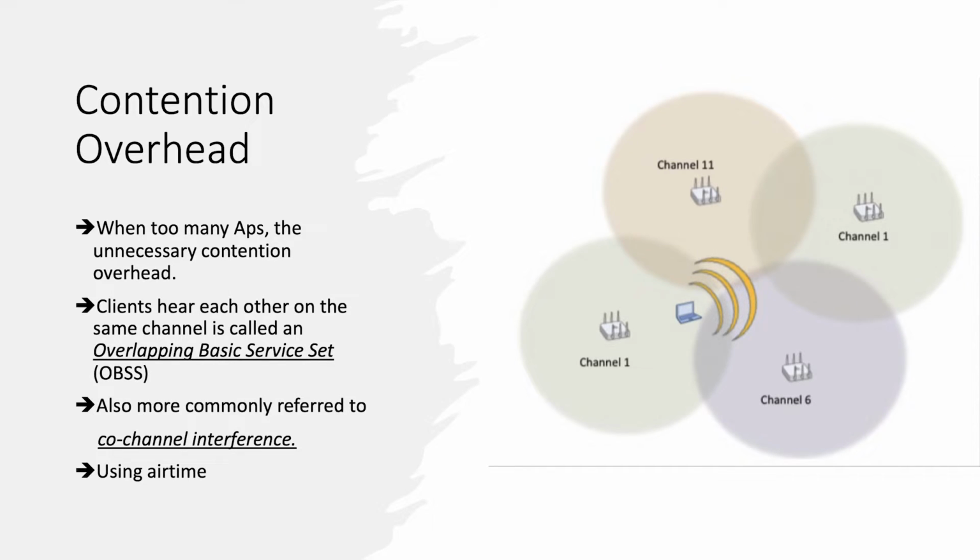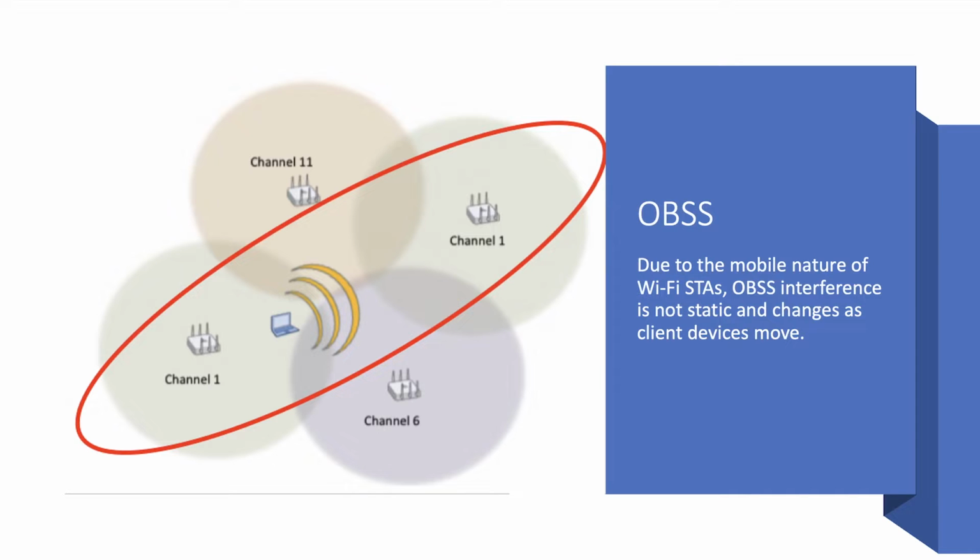It uses airtime, and that is not good. It is what we call OBSS. Due to the mobile nature of Wi-Fi stations, OBSS interference is not static. It changes as client devices move. It can get worse or get better, but you cannot rely on statistics. OBSS creates medium contention overhead and consumes valuable airtime because you have two basic service sets on the same channel that can hear each other.